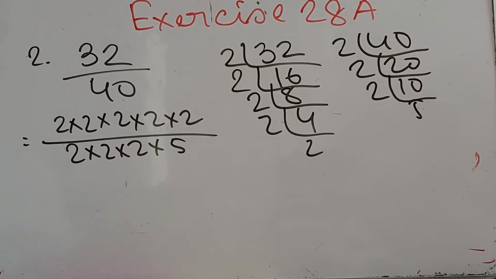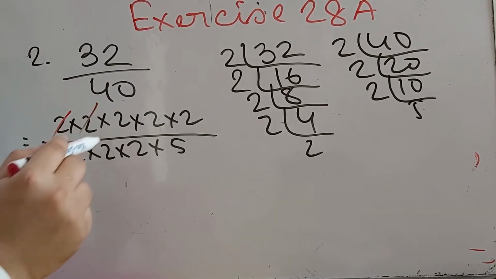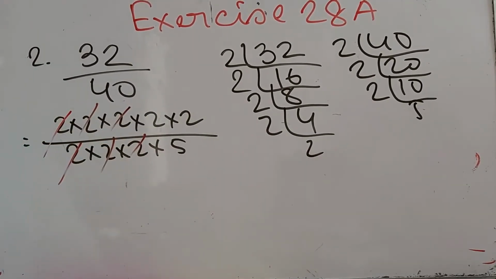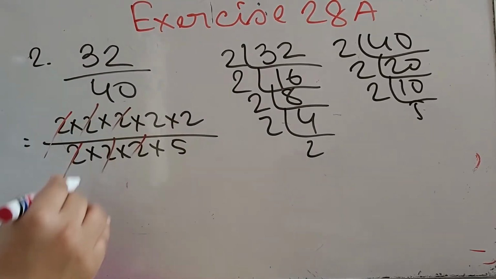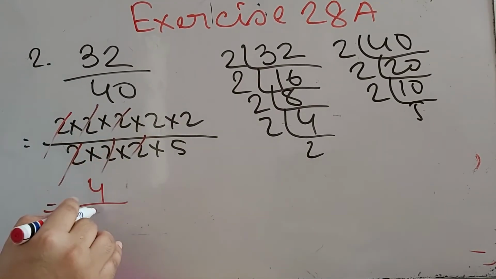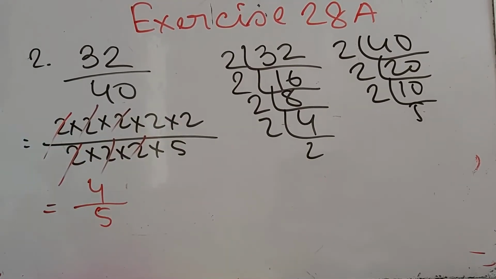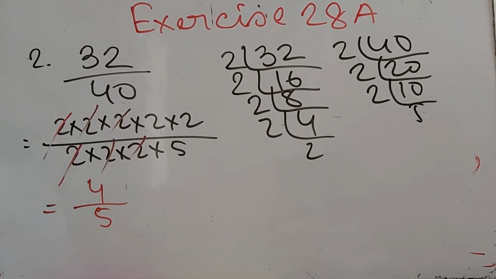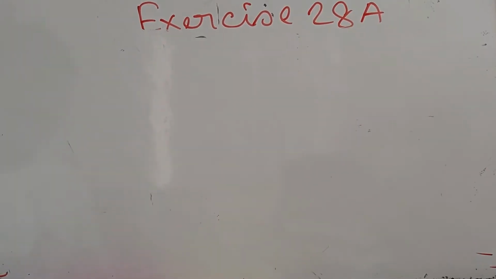Now we have to divide. We can divide this 2 by 2, this 2 by 2, and this 2 by 2. So at numerator we have 2 times 2, that is 4. In denominator we have 5. So 4 by 5 will be our answer. So you can solve the problem in that way too.